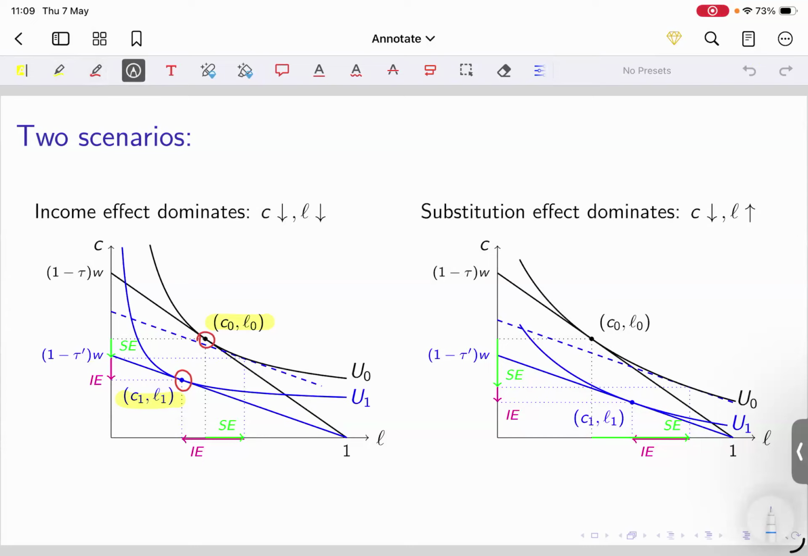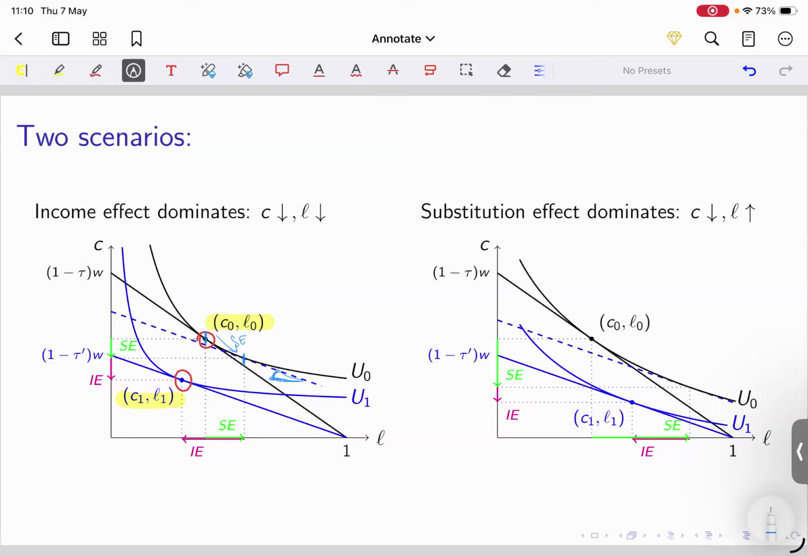For the substitution effect, you work only on the original indifference curve. So this is going from here to here. This is your substitution effect. How do you find it? You need to know the slope of the new budget line. So you see, it's not the new budget line itself, but only the slope and the original indifference curve.